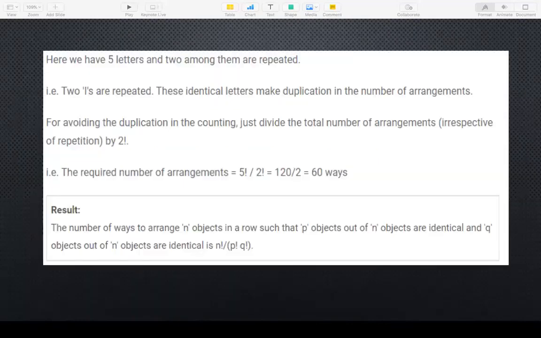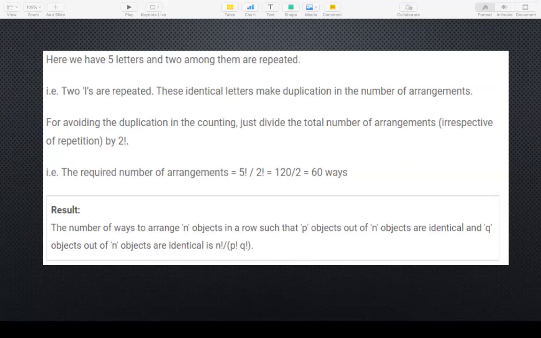See what's the change in the second scenario. Here we have 5 letters, but two among them are repeated, right? I is repeated. So these identical letters will make duplication in the number of arrangements. If we simply go for 5 factorial, we will have repetitions out there, right? That will make duplication in the number of arrangements. So for avoiding those repetitions, we simply divide the number of arrangements irrespective of repetition by 2 factorial.